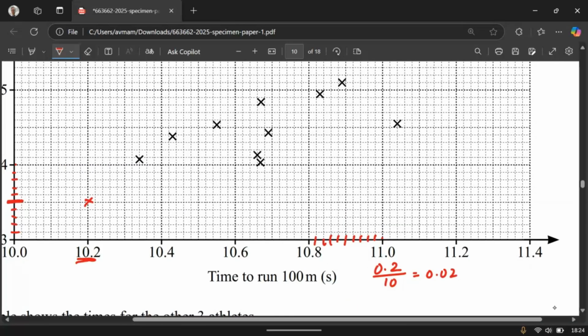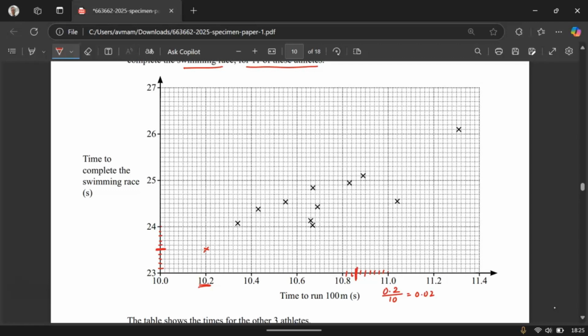10.82, 10.84, 10.86. Here we have 10.86 and 25.4. So on the vertical axis, we know it is 0.1. So 25.1, 2, 3, 4. There we have 25.4. So let us go across all the way. Okay, and then let's go up all the way up. So this is the meeting point.